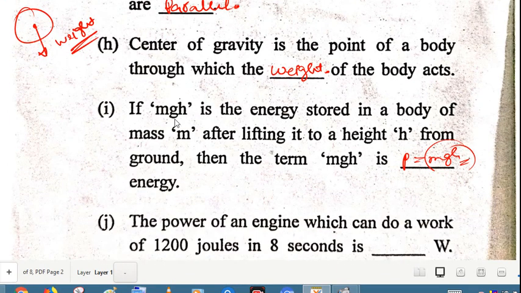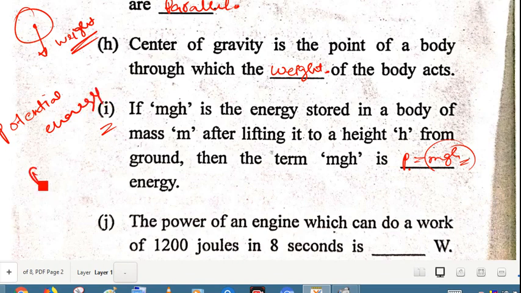The next question: if mgh is the energy in a body of mass m, after lifting it to a height of h from the ground, then the term mgh is basically potential energy. Potential energy.